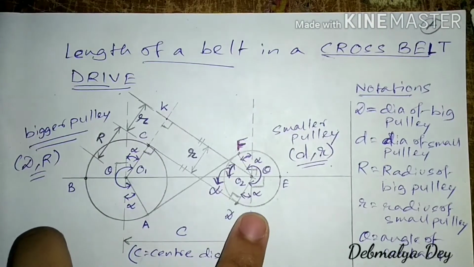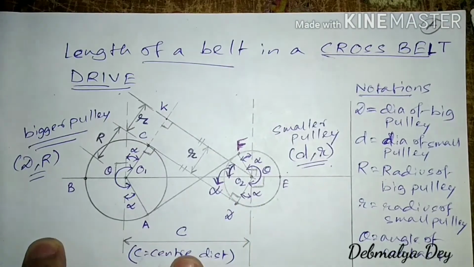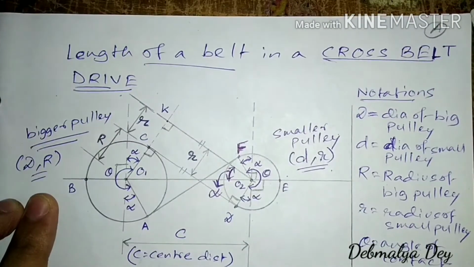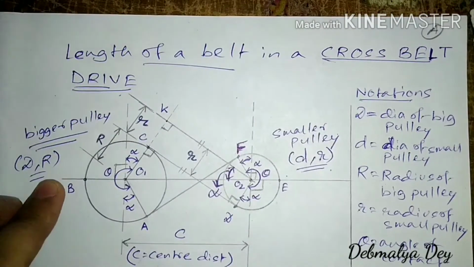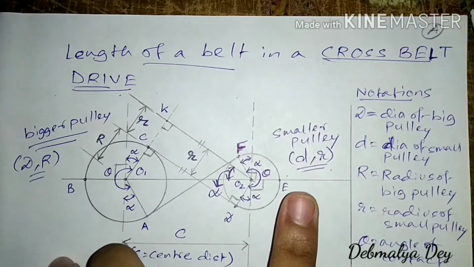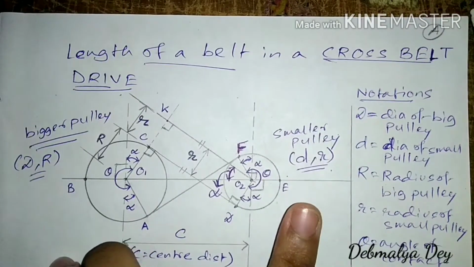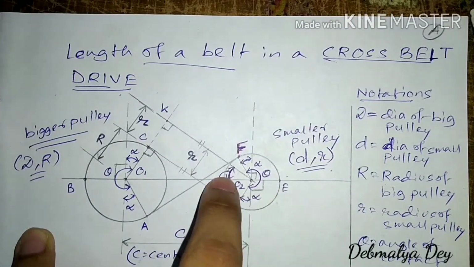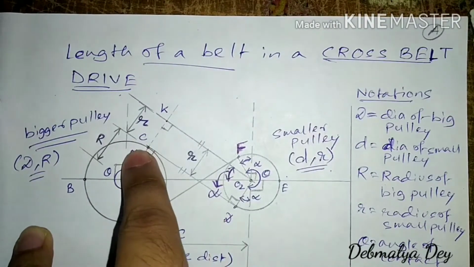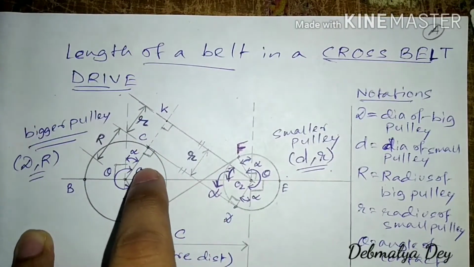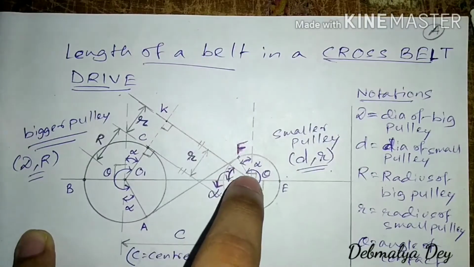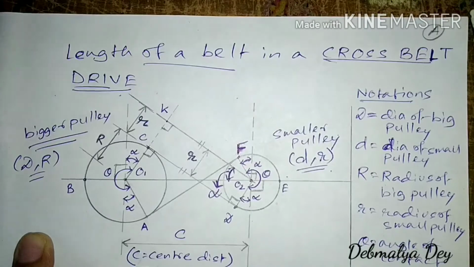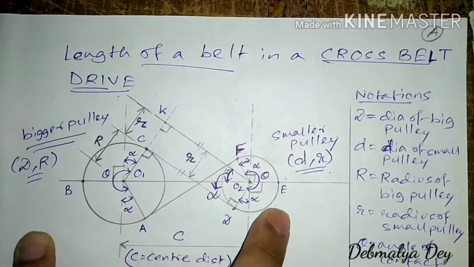These angles are alpha, the center distance is C, and the diameter and the radius of the bigger pulley are denoted by capital D and capital R, and the same for the smaller pulley are small d and small r. Now in the construction we have drawn O2K parallel to DC. We have extended O1C up to K and these two lines meet at K. I hope you have understood this concept, and the rest everything is the same as the previous ones.